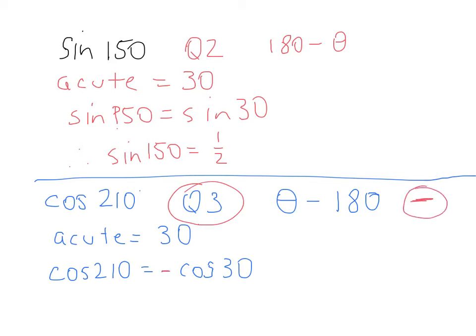But now, because we're in quadrant 3 here, and cosine is negative, we have to put a negative sign there. Again, if you look back at your notes, the cos of 30 degrees was root 3 on 2. So that means the cos of 210 is the negative of root 3 on 2.